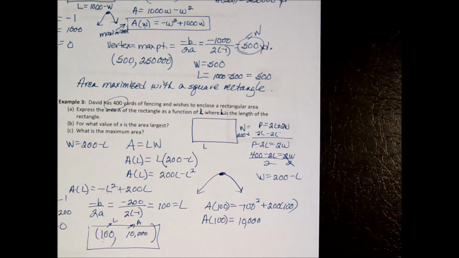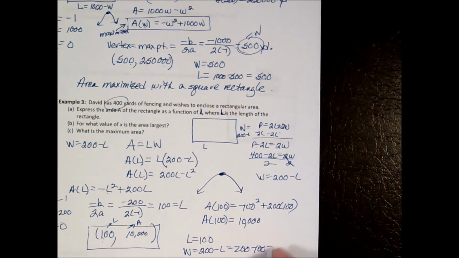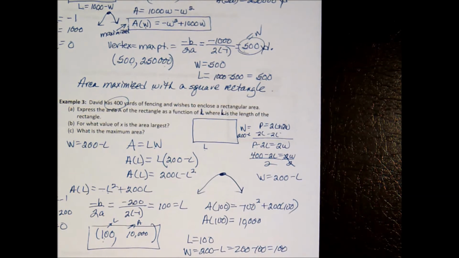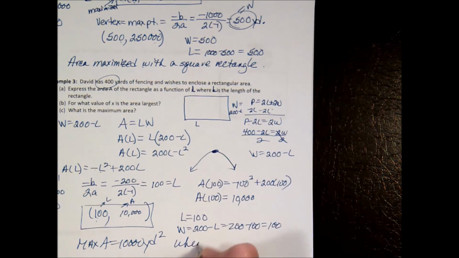Now, what are my dimensions? Well, I know that length is 100, and I know that width is 200 minus length, so 200 minus 100, or it is also 100. And once again, you can see the maximum area is 10,000 square yards, and it is when the rectangle is square. Now, sometimes you can't get a square rectangle in whole numbers, but in these two examples, both of those you could.